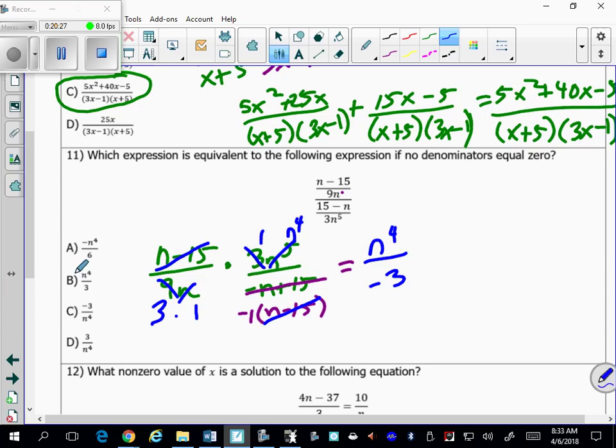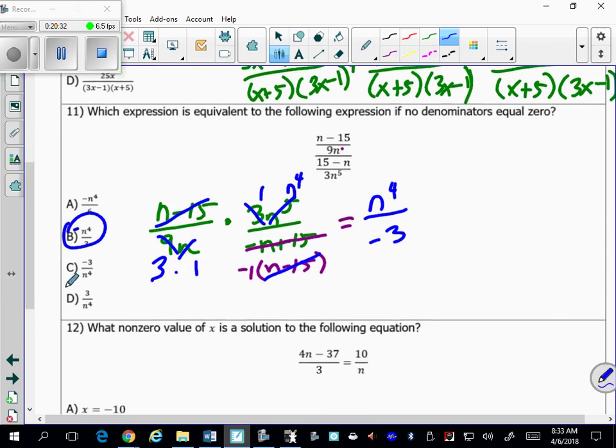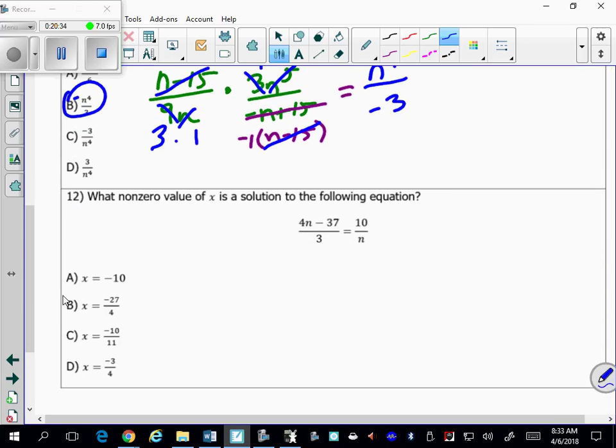All right, number 12. So I see fractions again. You can either do cross multiplying here, or you can multiply and get like denominators and then drop the denominators. So 3n is the common denominator. So multiply the first fraction by n over n, the last fraction by 3 over 3. So we have n times 4n is 4n squared minus 37n equals 3 times 10 is 30. So once you get like denominators, you can multiply by the denominator, and you drop the denominator.